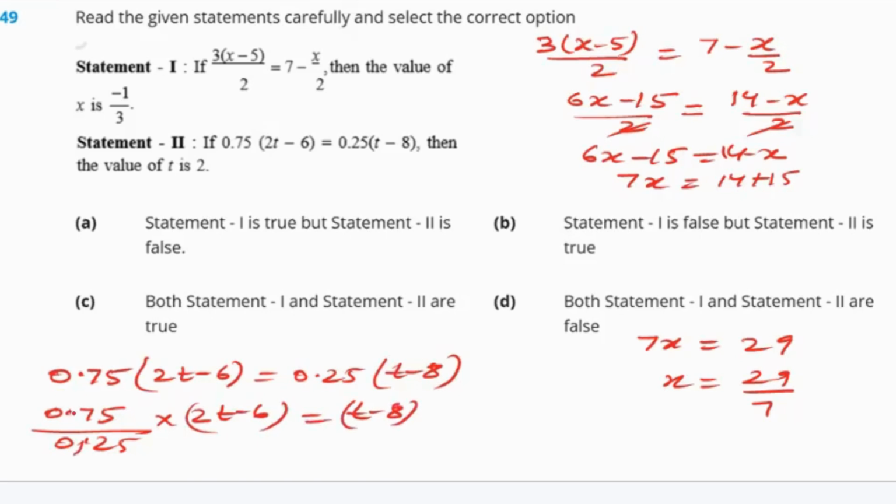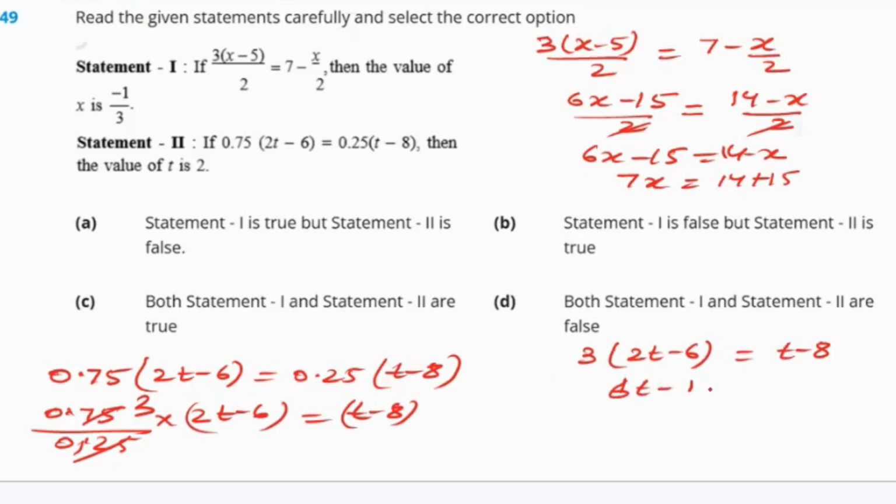Now this we can cut for the 3 times, because 0.25 times 3 is 0.75. Correct. So now we are getting 3. So we are getting 3 times (2t minus 6) is equal to t minus 8. So it becomes 6t minus 18 is equal to t minus 8.